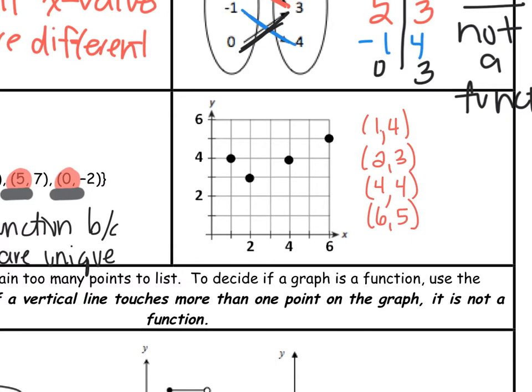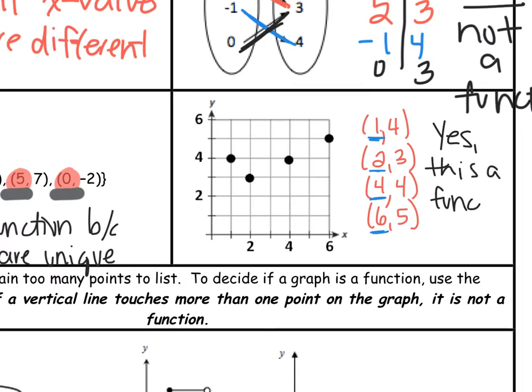So again, I want to look at my x values. Are all my x values unique? Does each input have a single output? And the answer is yes. This is a function.